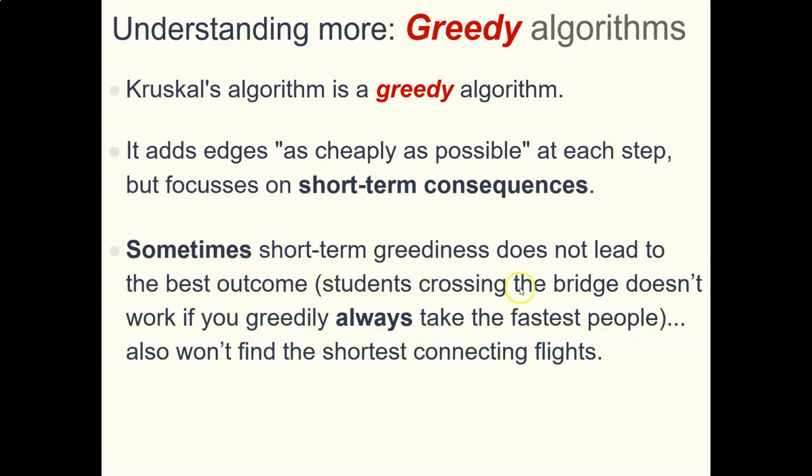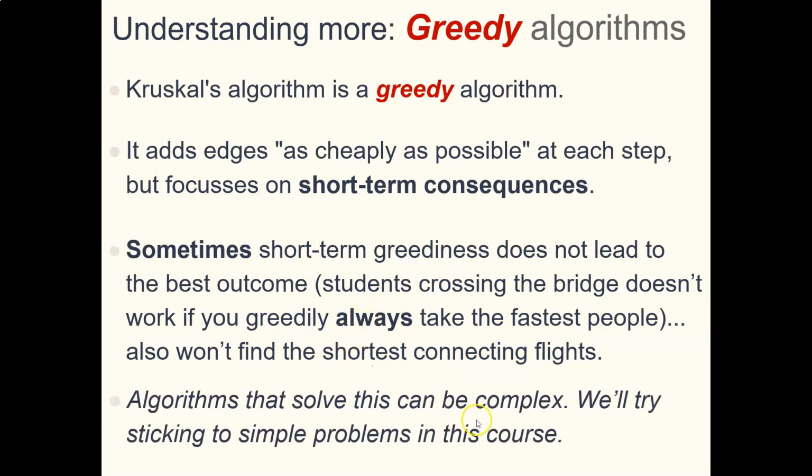Remember the students crossing the bridge problem. It doesn't work if we greedily take the fastest people to the other end. Please go back and read about our solutions and see if a greedy algorithm can work for that problem. And a greedy algorithm also won't find the shortest connecting flights. Okay, so there are cases where a greedy algorithm may not work. So algorithms that solve these can be complex. We'll try sticking to simple problems in this course.